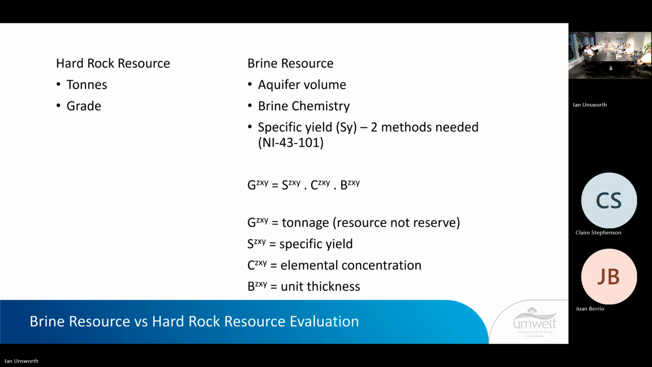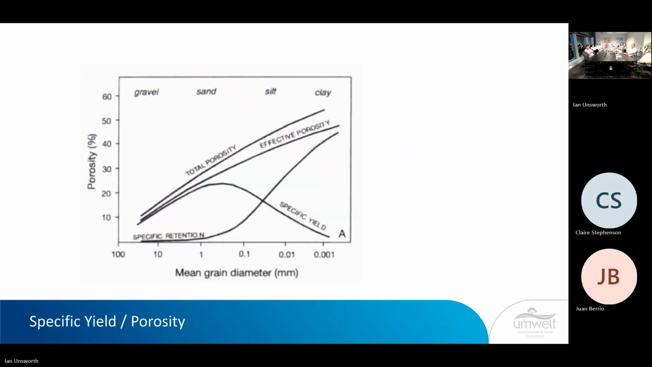One point that mining companies don't often understand is that brine will move. You start pumping it, it's going to move, and that's sometimes a bit of a difficult concept for them to understand. I think most of us will be across that.